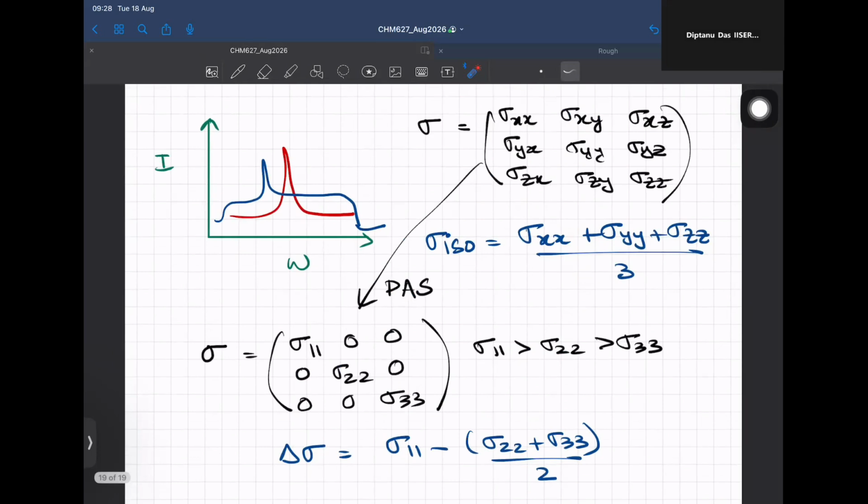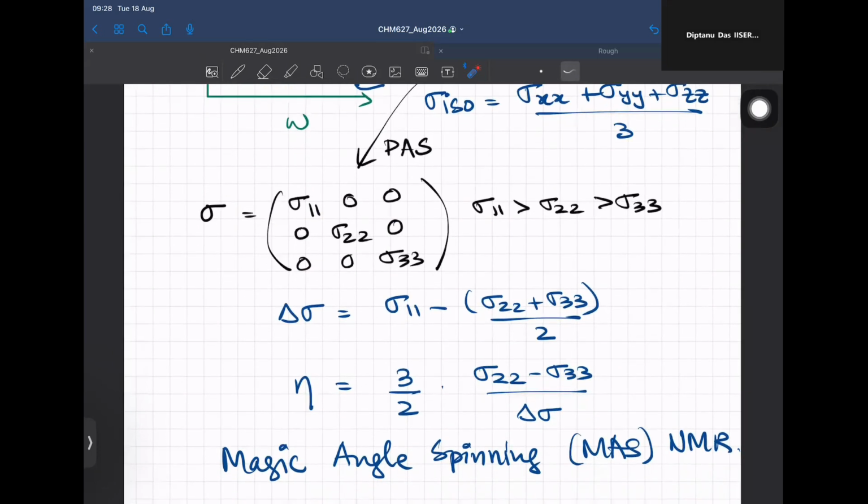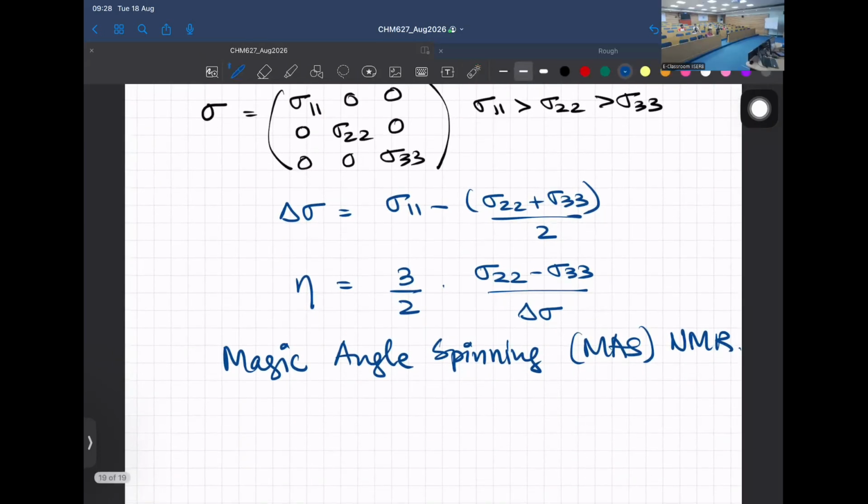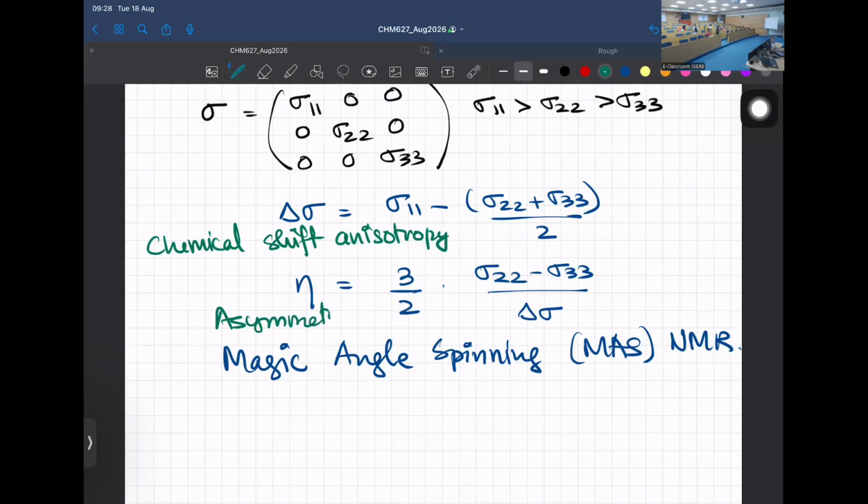So what are delta sigma and eta called? Okay, let me write it down. Chemical shift anisotropy. That is delta sigma. Eta is an asymmetry parameter.